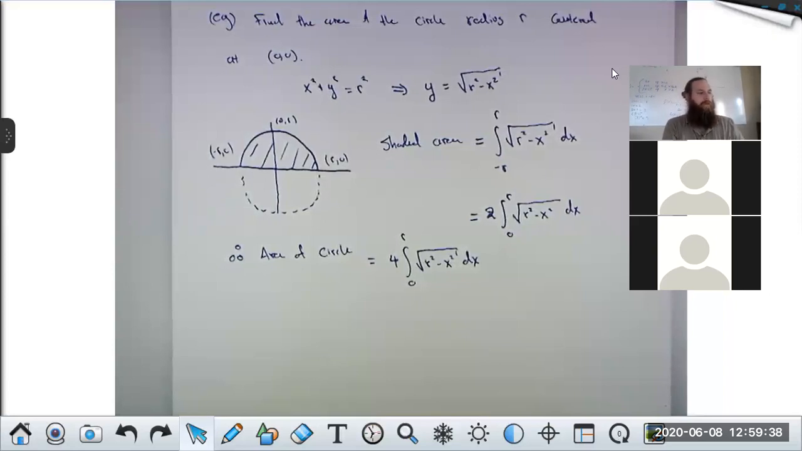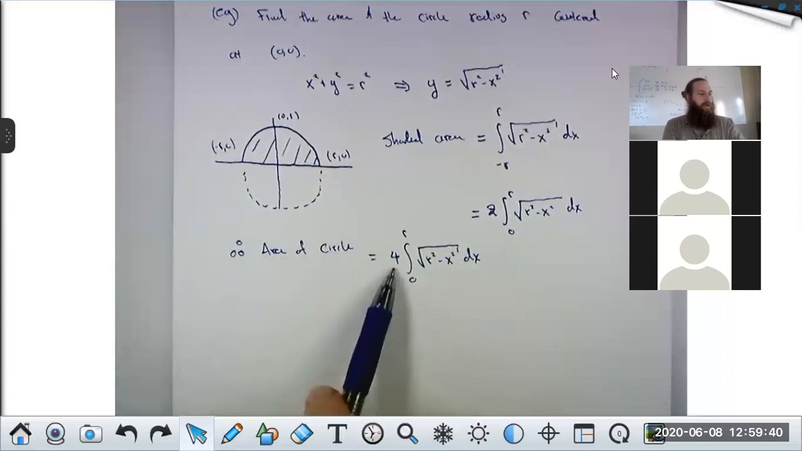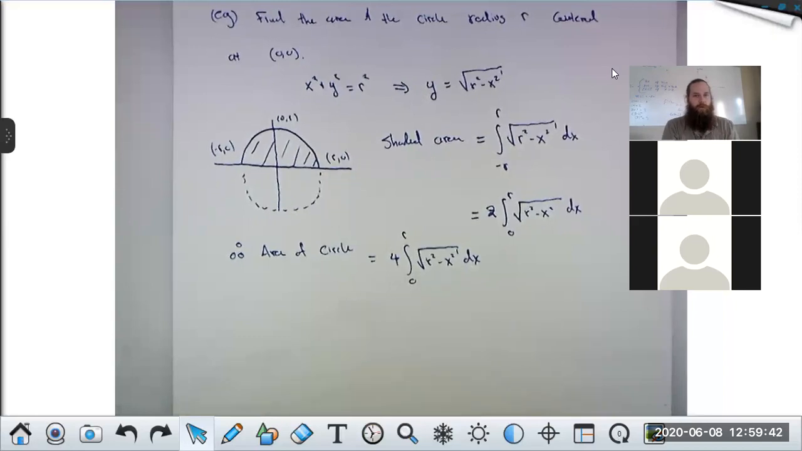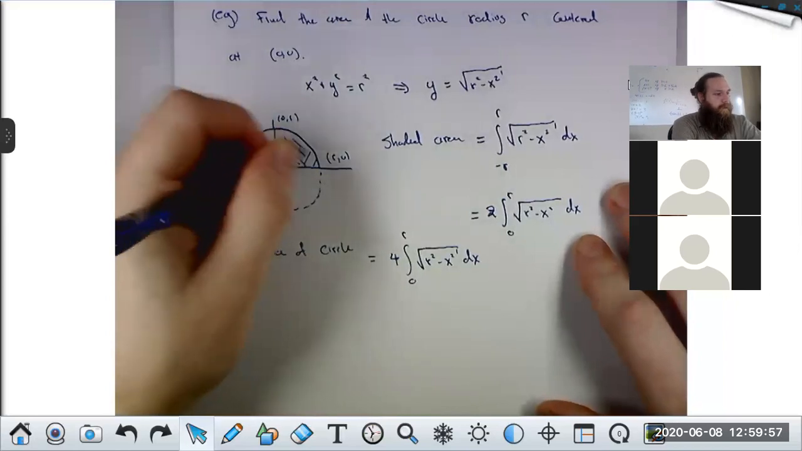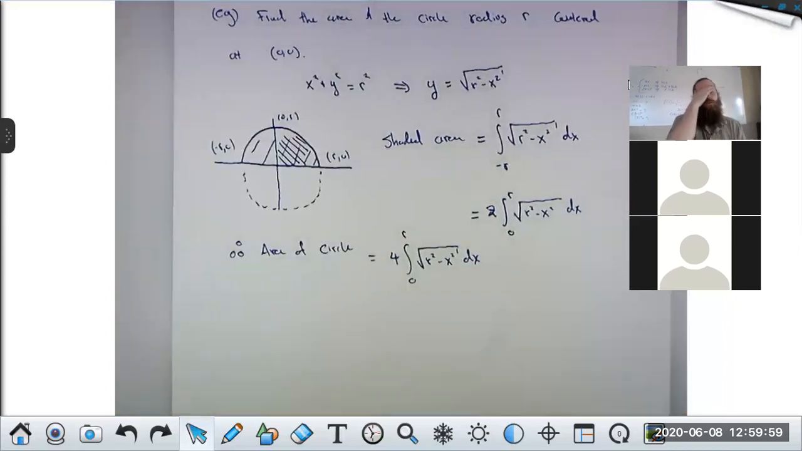So are we all comfortable with this idea that the area of the circle is 4 times this integral? That's the setup here. I just need to get us to a place where we need to do the integral. Think of this integral as measuring this area here. The integral measures that area in quadrant 1, and since the circle has this symmetry, I just multiply by 4.